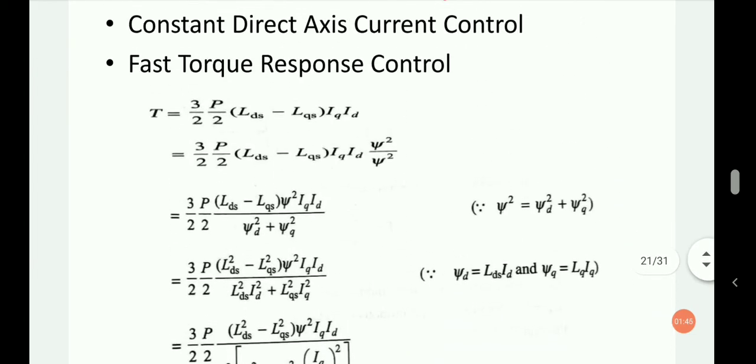Now the second control scheme, that is fast torque response control. For getting fast torque response, this scheme can be used.